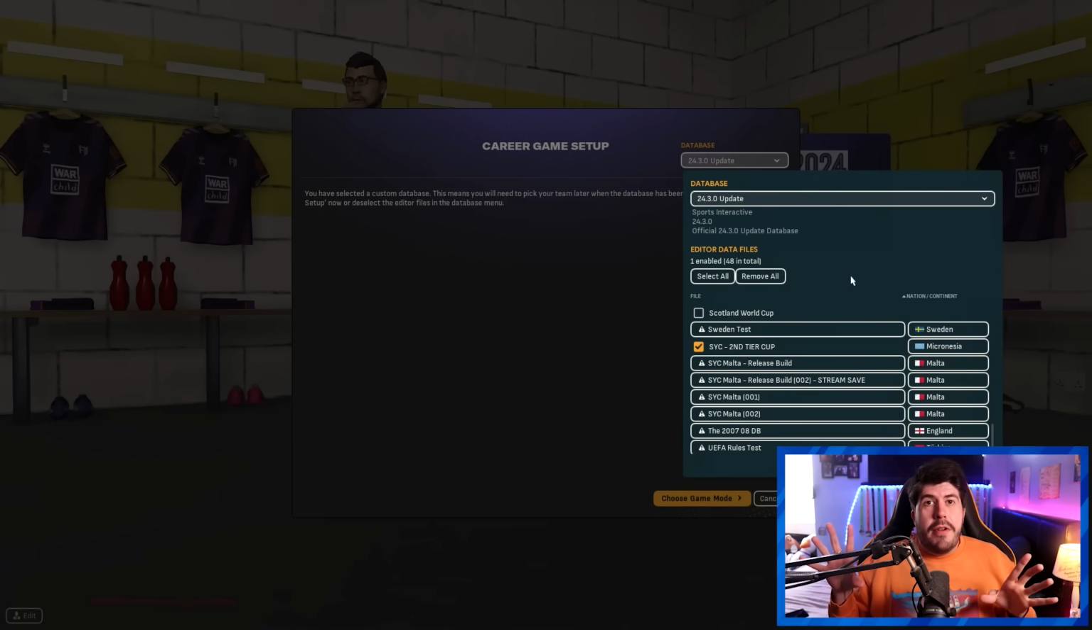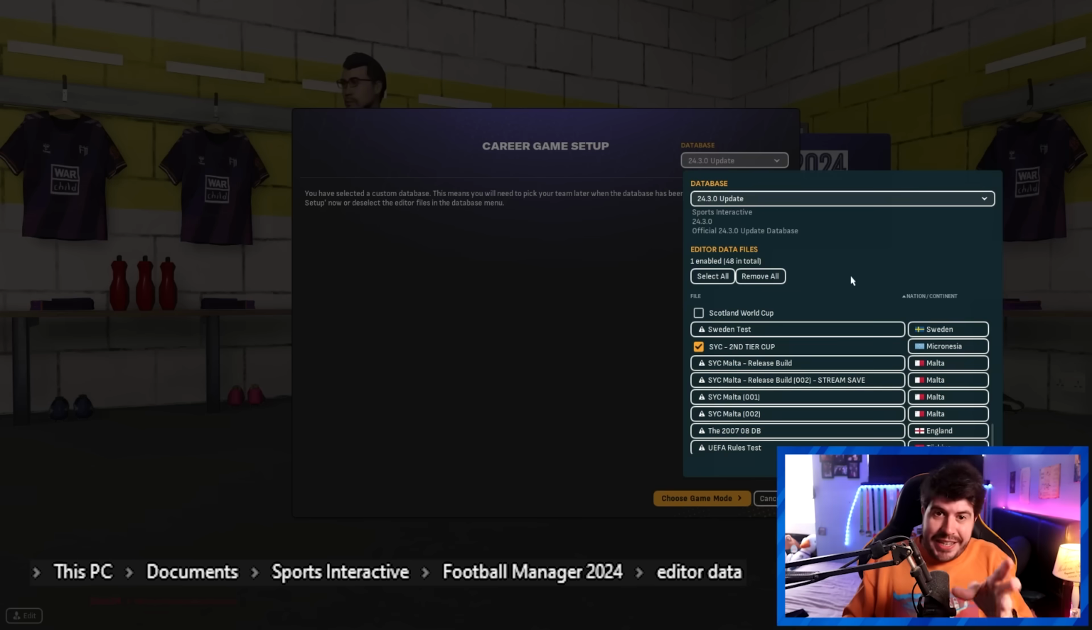The second tier cup.fmf goes into the editor data folder, which of course you'll see on the screen now. Then when you actually come into the game, when you go to load your game setup, you obviously need to go up to here and make sure that it is selected. You'll see that it says Micronesia.